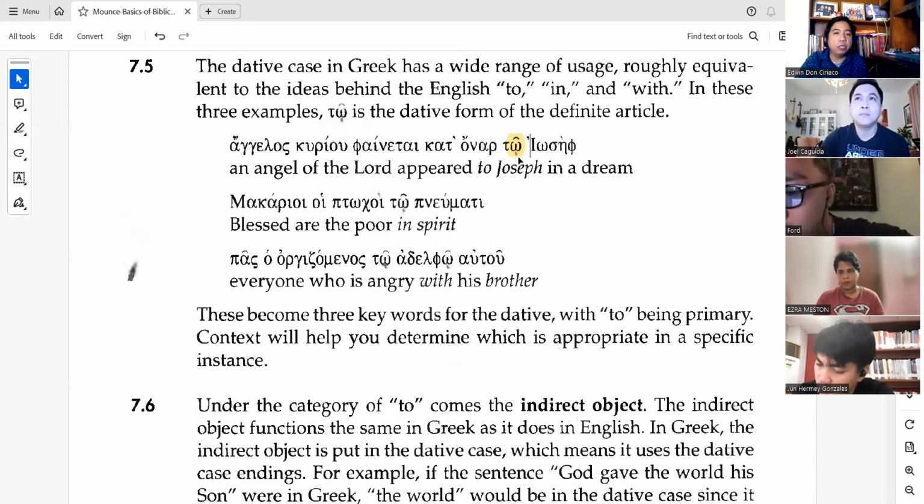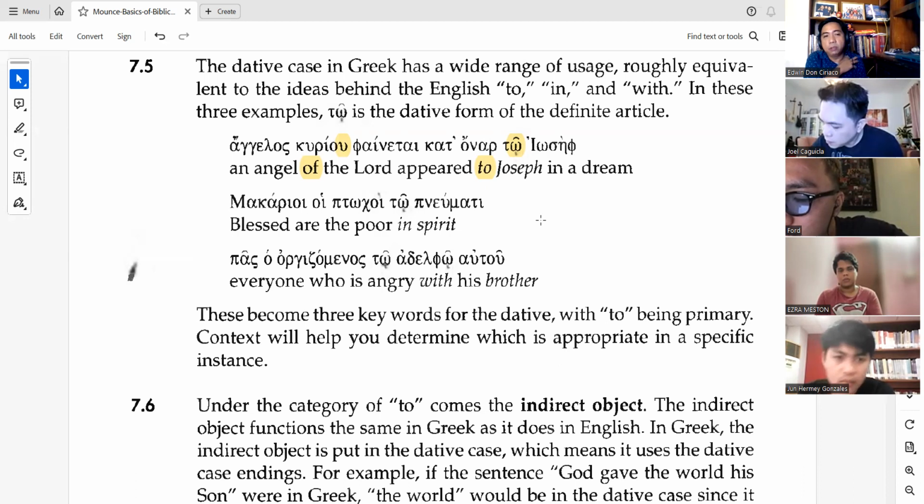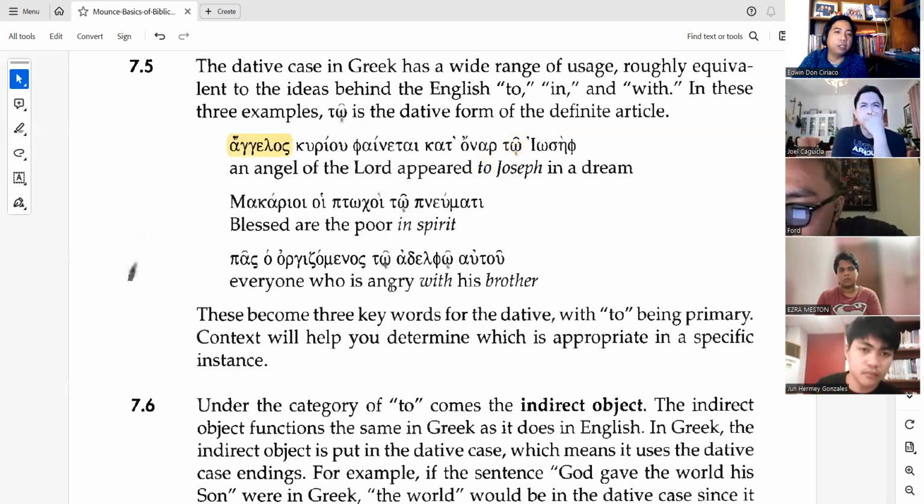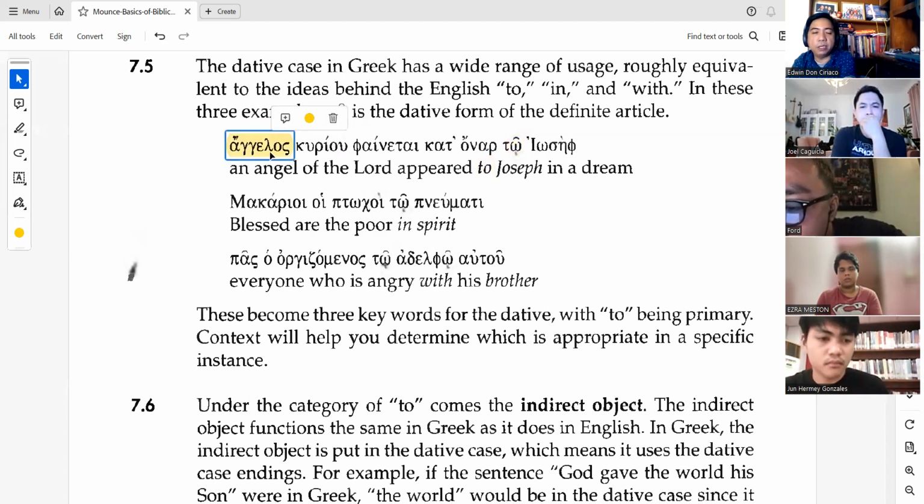It will also be translated differently. Okay. So notice that the genitive and the dative are used in the sentence. The genitive here uses the preposition of, while the dative uses the preposition to. Remember, the angel of the Lord. So you will be guessing what is this? Anyway, very clear here that the angel functions as a nominative. So let's try to break this sentence down.